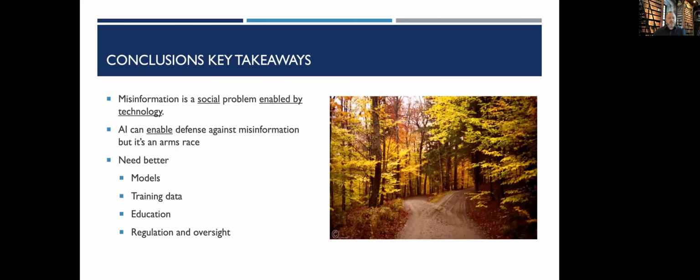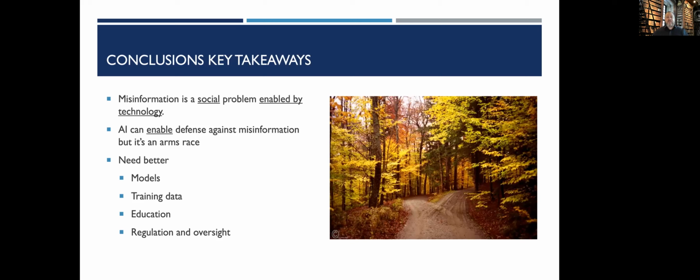So some key takeaways here. Misinformation is really a social problem that is enabled by technology. It is not a technology problem. And so while AI and technology are going to be able to help us enable a defense against misinformation, it's an arms race if we only look at the technology side. We really need some societal things to happen.